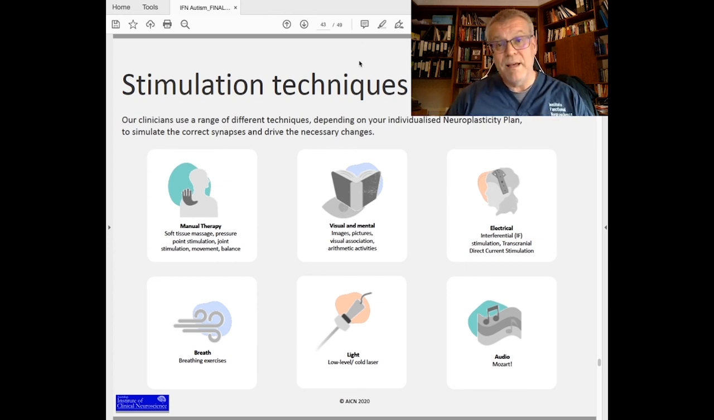We use breathing technique, a lot of breathing technique theory or therapy to try to increase oxygenation inside the brain. We use light therapy, so it's basically low-level light therapy, which is the use of lasers that can go across your skull into your brain and stimulate certain areas of your brain. And we also use music therapy, as I have alluded to before.